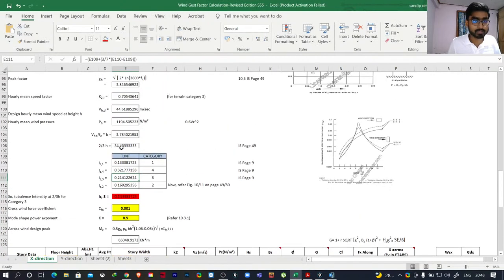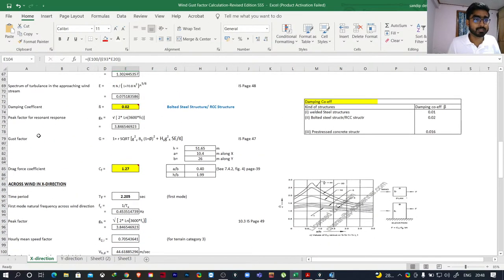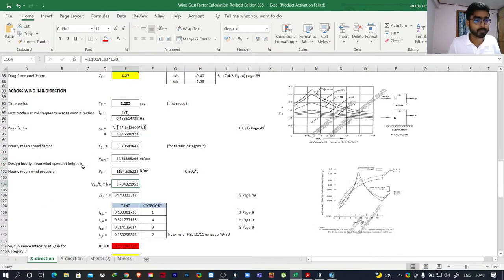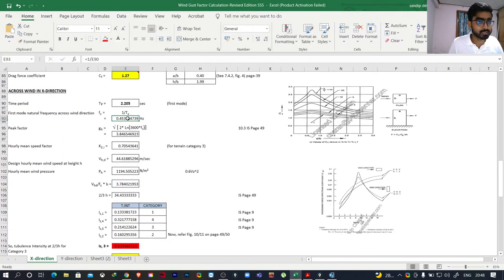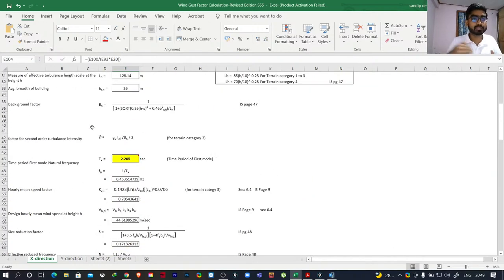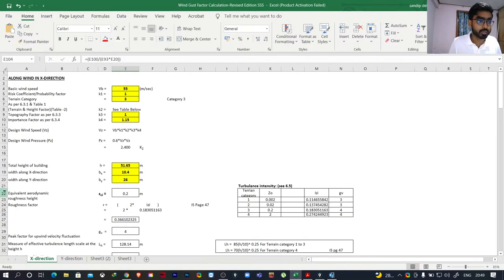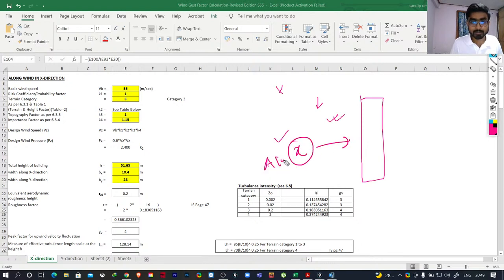Let us see how we have calculated this. You can see VHD by FC into B, where VHD is nothing but E100. What is E100? Here you can see the design mean speed at height H, the hourly mean speed that we have found out. Then we need FC, which is the frequency for the across wind direction, and we have B. If I click here, you can see it is E20. It is the breadth of the building perpendicular to which the force is acting. Here you can see the y direction, because I am finding the force for across x direction. So along x, across x, obviously it will be y. So this is the value I have considered, E20.